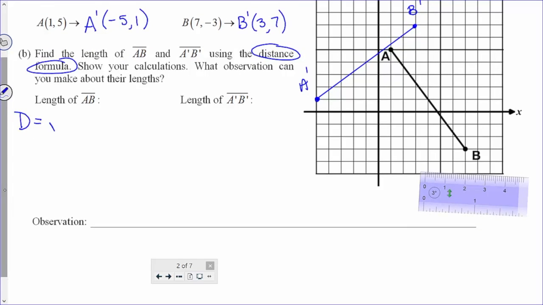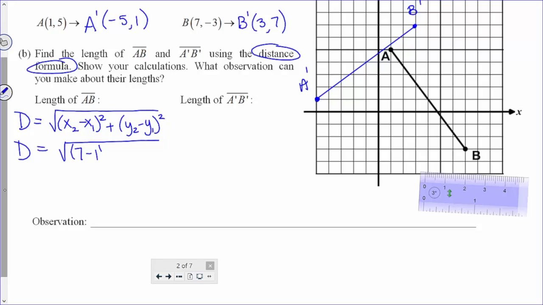As a review, the distance formula really is just the Pythagorean theorem, right? We need to find the difference between the x coordinates and square it, the difference between the y coordinates and square it, add the two together, and then take the square root. In the case of AB, that gives us 7 minus 1 for the x-coordinate differences, and negative 3 minus 5 for the y-coordinates.